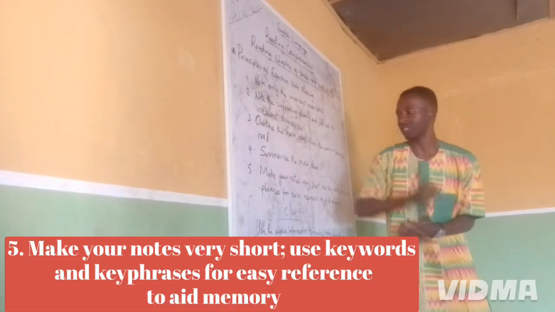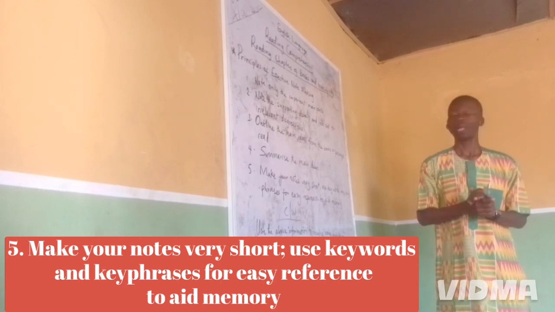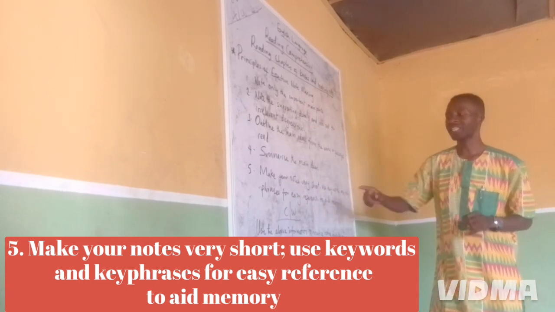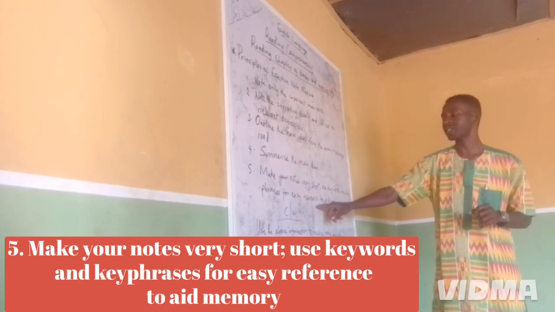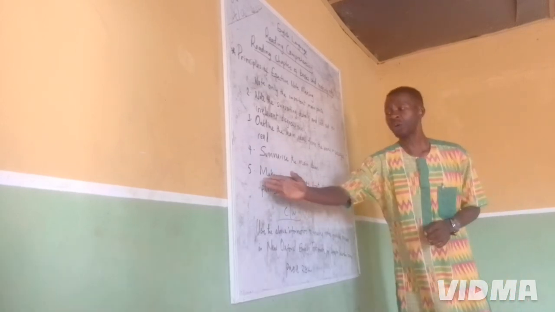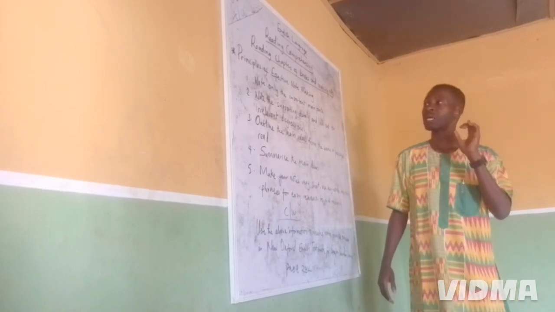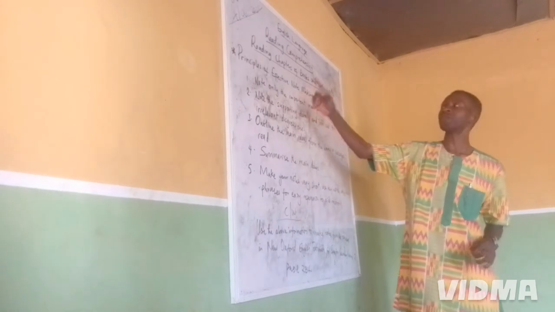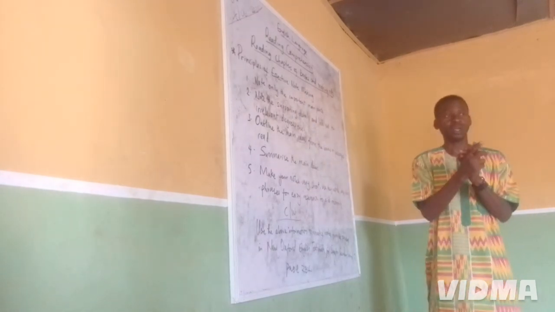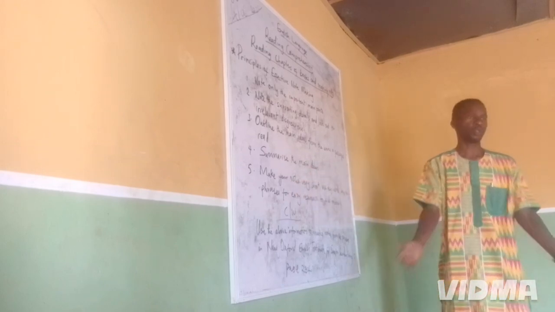The number 5 point is make your notes very short. Make your notes very short. Use keywords and key phrases for easy reference to aid memory. Now, this number 5 point is one of the most important principles of effective note making. You want to make a note. How do you do that? What are you supposed to do? Here it is. Make your notes very short.